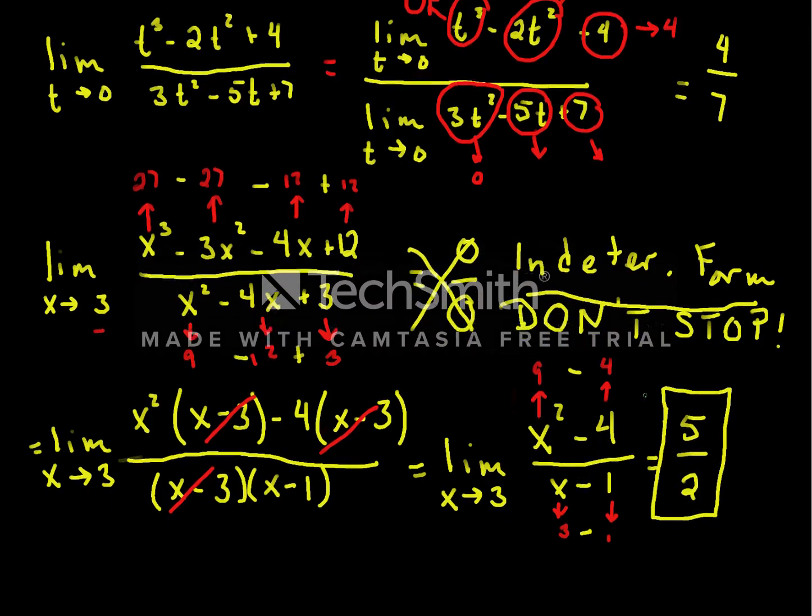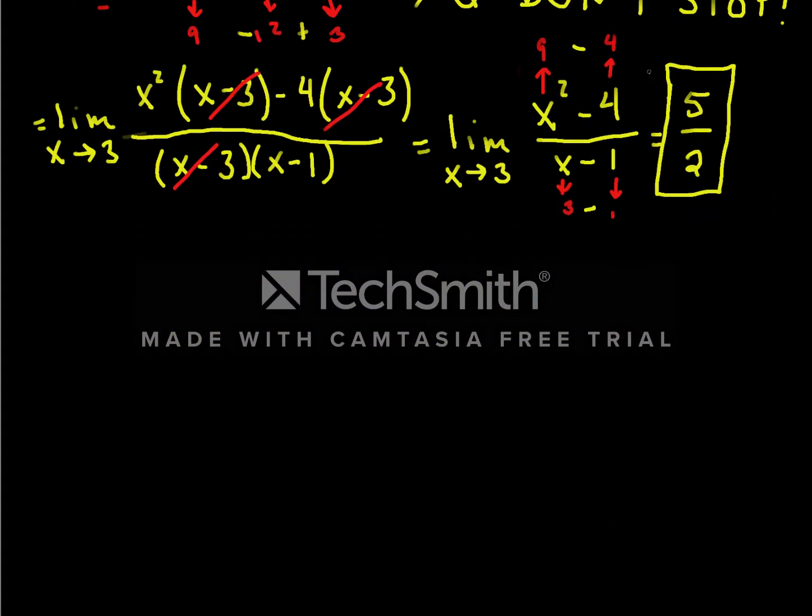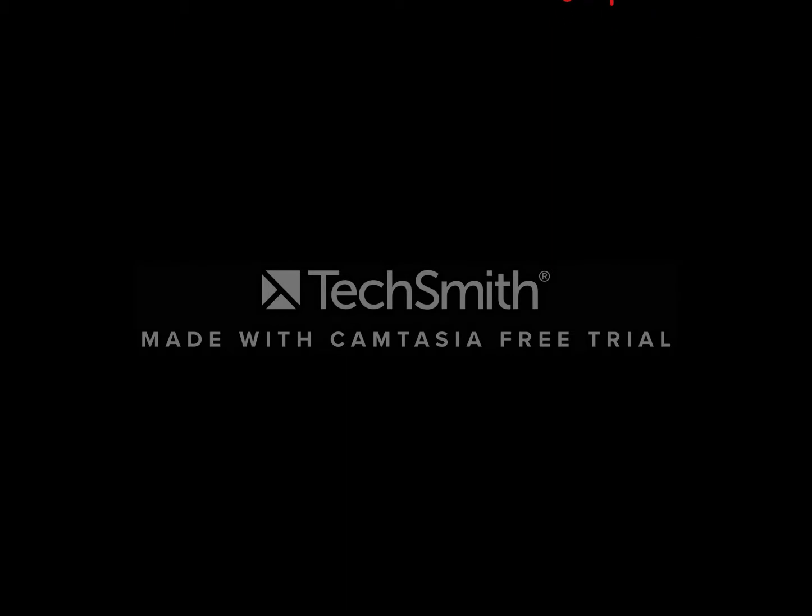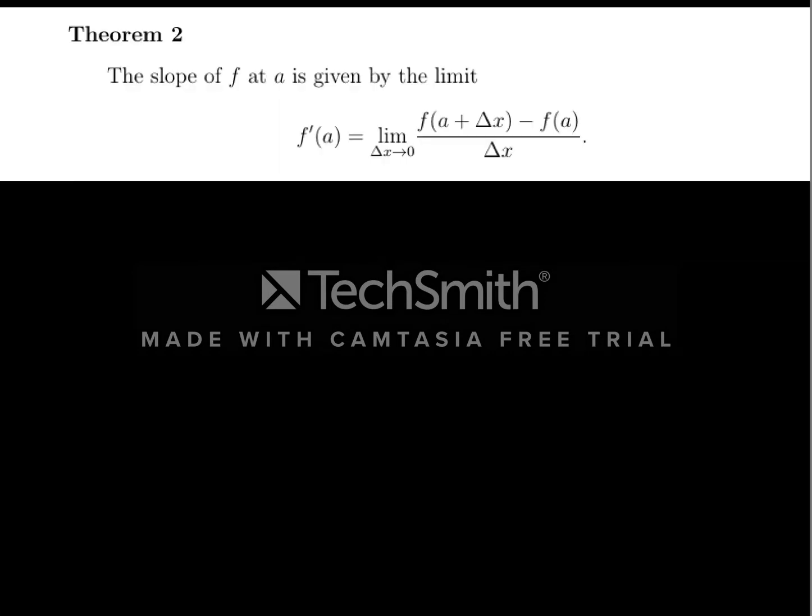The last thing I want to tie in with limits is how it's related to the derivative. So we have this theorem, theorem 2, and it connects directly the derivative with the limit of the difference quotient. So the slope of f at a is given by the limit: f prime of a is equal to the limit as delta x approaches 0 of f of a plus delta x minus f of a over delta x. Well, why should that be the case?